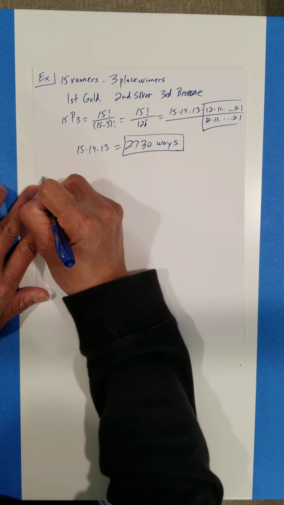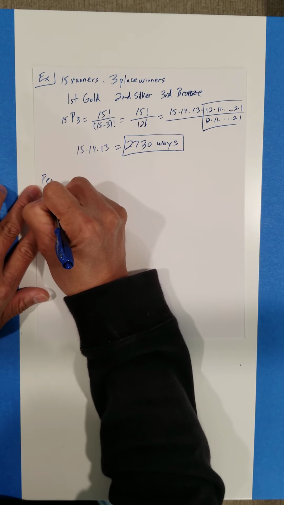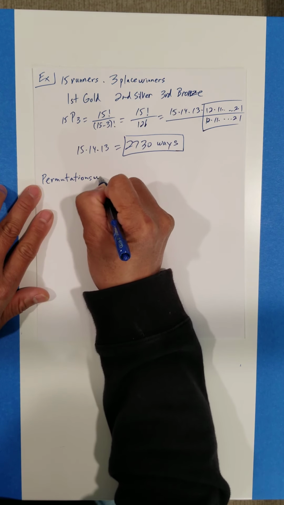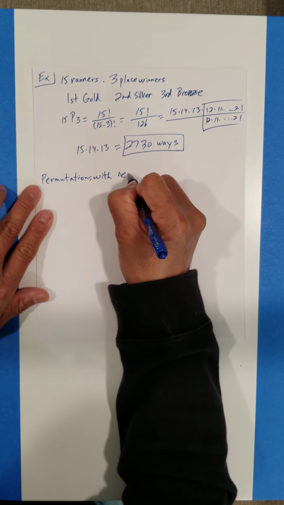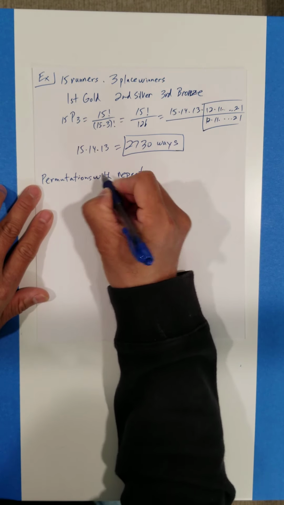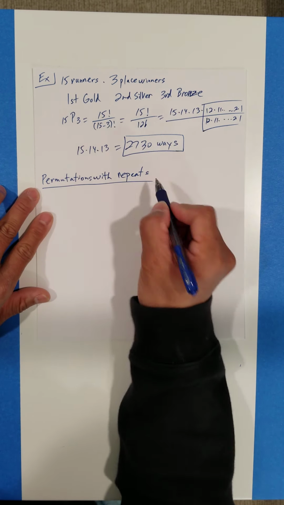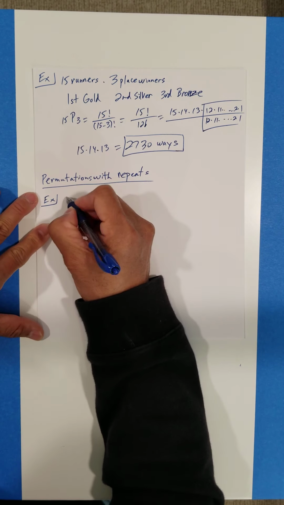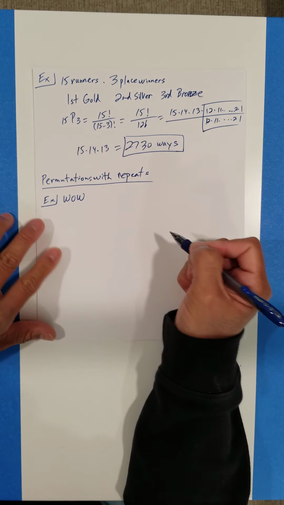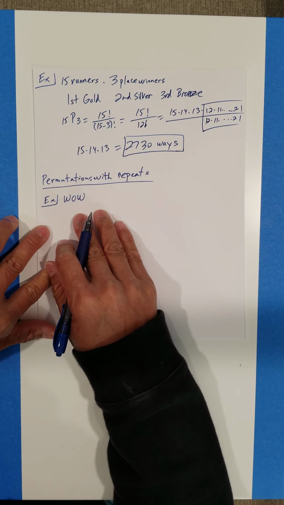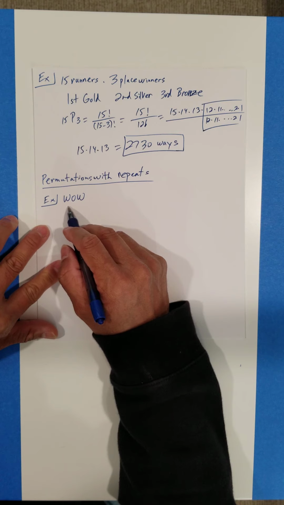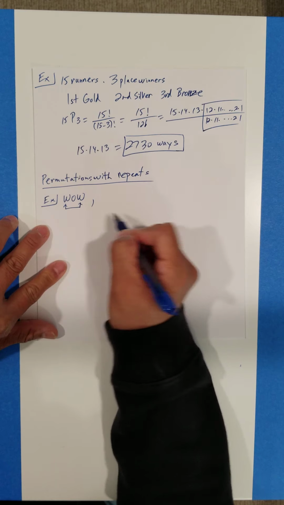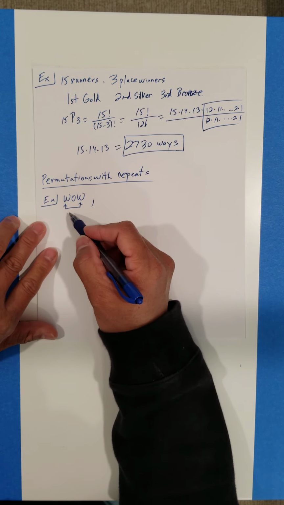We have permutations with repeats. Let's say I want to reorganize the word wow. How many ways can I reorganize the word wow? There's W, O, and W, but I can't tell the difference between these 2 letters. They're the same. So how many ways can I rearrange the word wow?